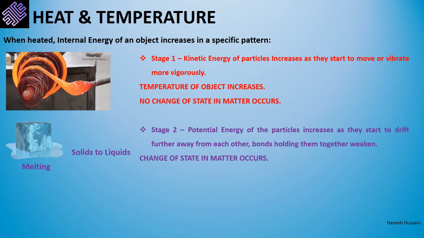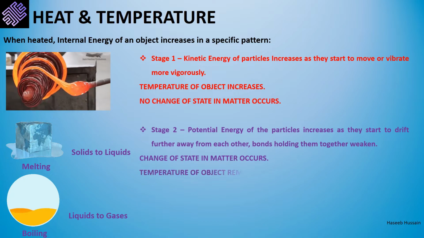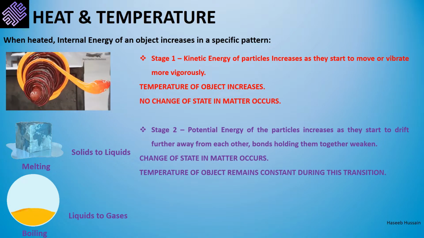As the bonds start to weaken, the molecules move further away from each other and change of state occurs. If it is a solid, it melts to become a liquid. And if it is a liquid, it boils or evaporates to become a gas. During this transition or change of state, the temperature of the object remains constant.